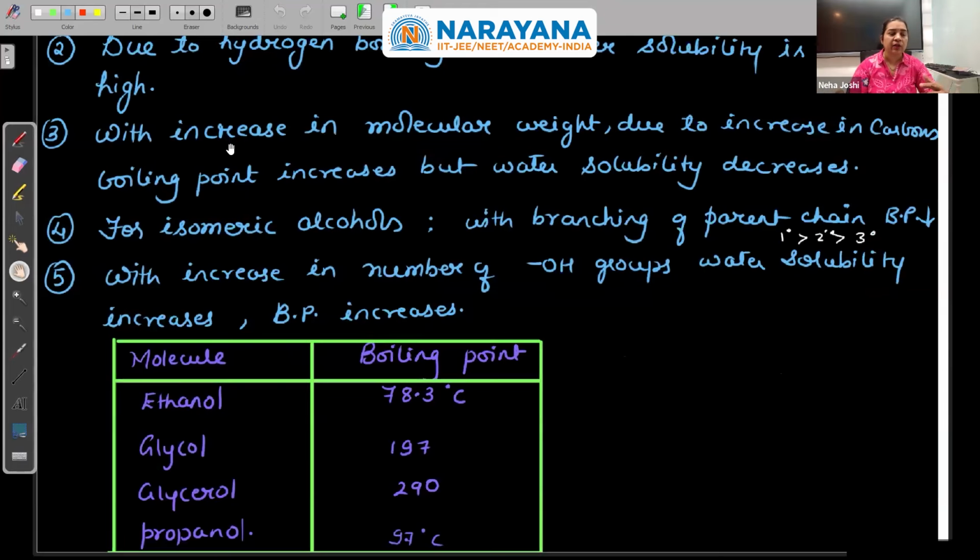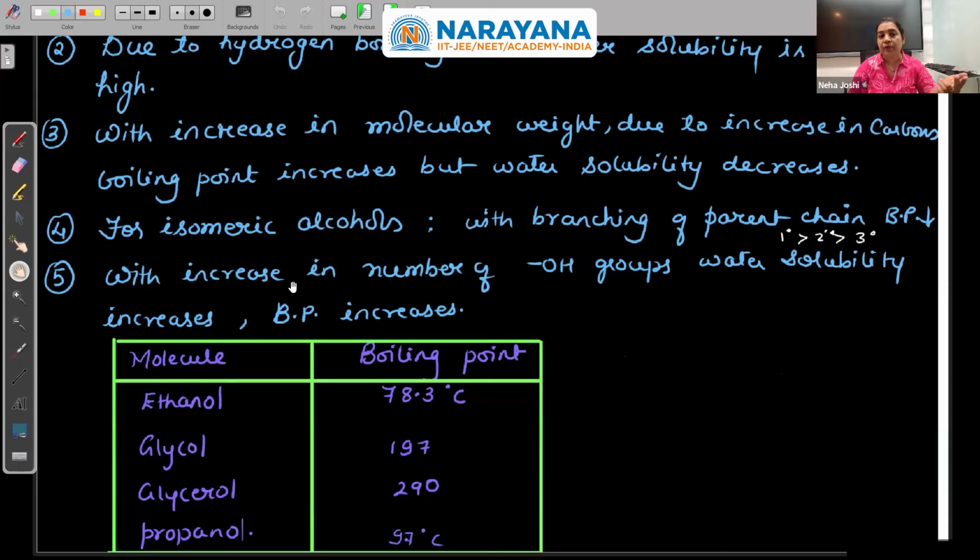We'll see that if we observe their general properties, lower molecular weight alcohols are in fact miscible in water. Methanol and ethanol are miscible in water. With increase in molecular weight due to increase in carbons, boiling point will increase, but water solubility will decrease. Why? Because the hydrophobic part of that alcohol is increasing if we increase the molecular weight and keep the OH same.